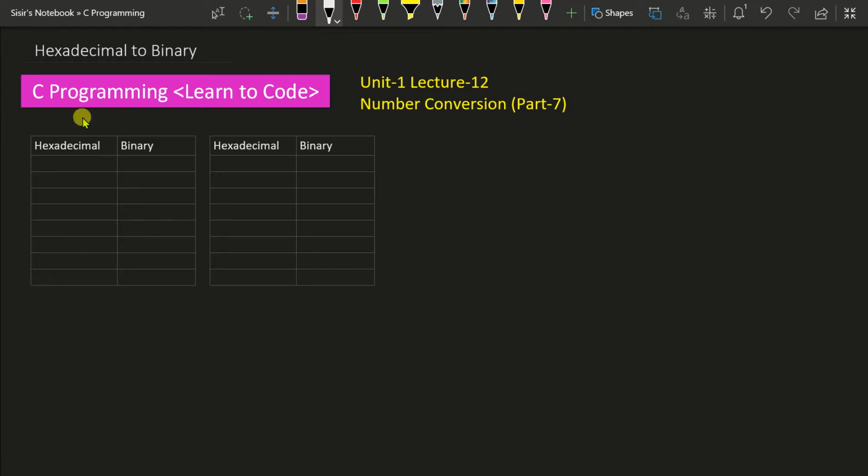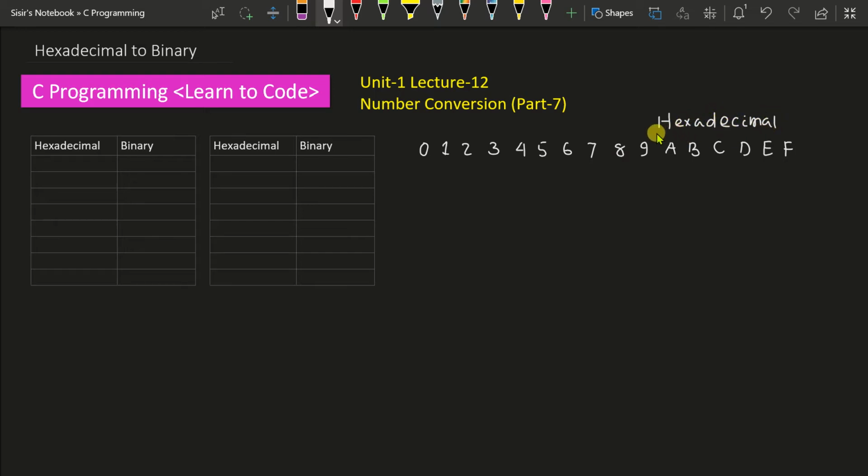If you remember, in a hexadecimal number there are 16 digits we use to create it. What are the digits? 0, 1, 2, 3, 4, 5, 6, 7, 8, 9, 10 becomes A, 11 becomes B, 12 becomes C, 13 becomes D, 14 becomes E, and 15 becomes F. So these are the 16 digits we use to create hexadecimal numbers.